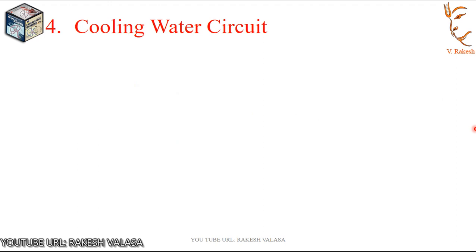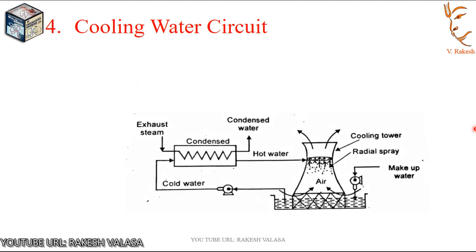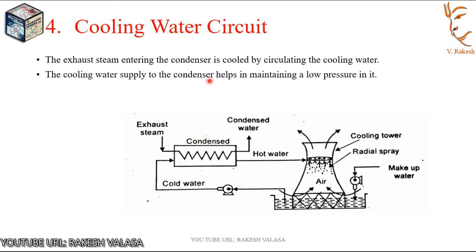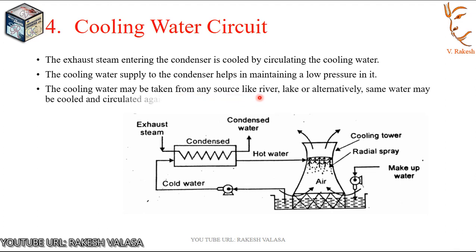Last one is the cooling water circuit. This cooling water circuit consists of cooling tower pumps and circulating water pumps. The exhaust steam entering the condenser is cooled by circulating water from the cooling tower. The cooling water supply to the condenser helps in maintaining a low pressure in it. The cooling water may be taken from any source like a river or lake, or alternatively, the same water may be cooled and circulated again.